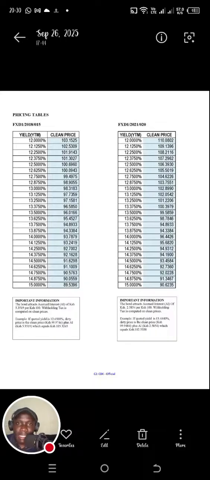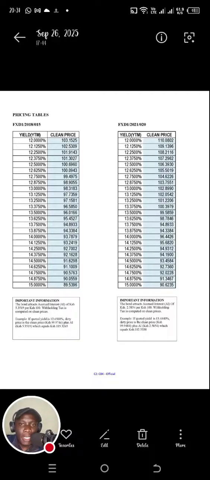Now, you can see on this table, we have something that we call the yield and the clean price. And if you have a clean price, it means we have some dirty price somewhere. What you get to pay for when it comes to reopened bonds is something that we call the dirty price. I'll show you how it comes about. For now, let's deal with this clean price. That is better.